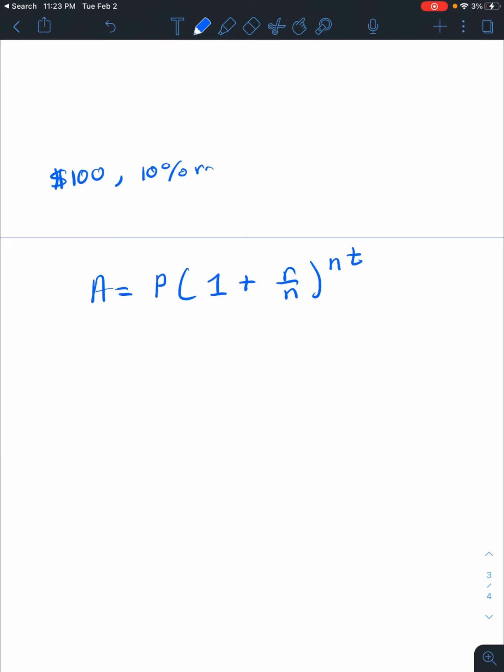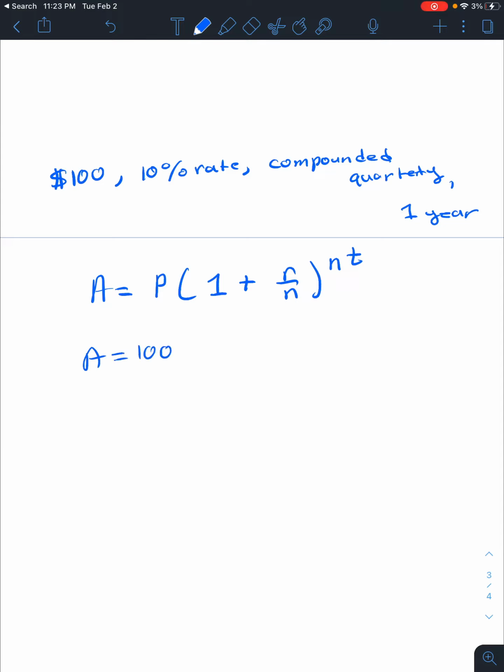So the formula for compound interest is P(1 + r/n)^(nt). So let me explain this. So we're going to use the same scenario. $100, 10% interest rate, compounded quarterly, and then 1 year. So watch this.